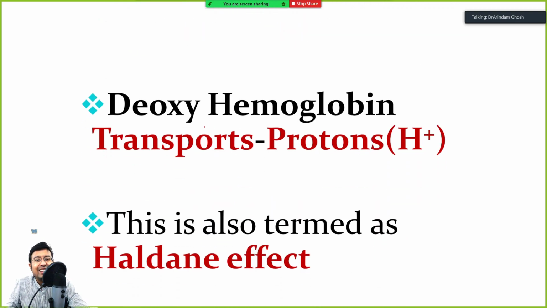So generally, deoxyhemoglobin transports protons, and this is known as the Haldane effect. I will be explaining this Haldane effect, and what the Bohr effect is, later. For MCQ purposes, what type of hemoglobin transports protons? It is the deoxyhemoglobin. Remember the Haldane effect. You just ignore the Haldane effect and Bohr effect right now. I will be explaining it in detail later.